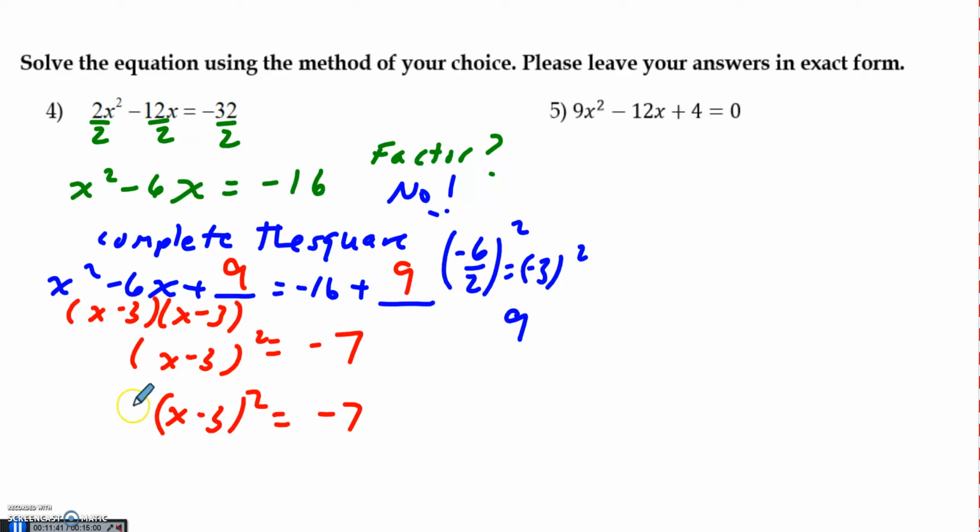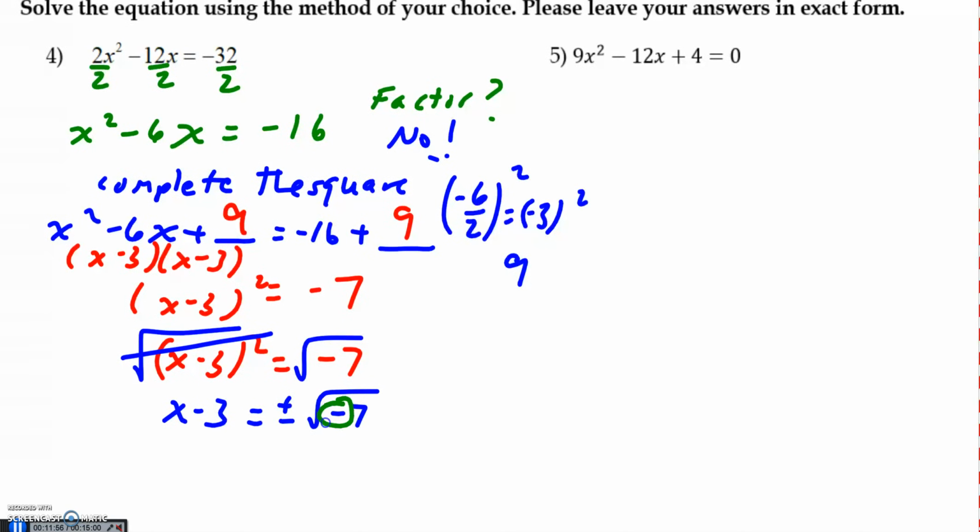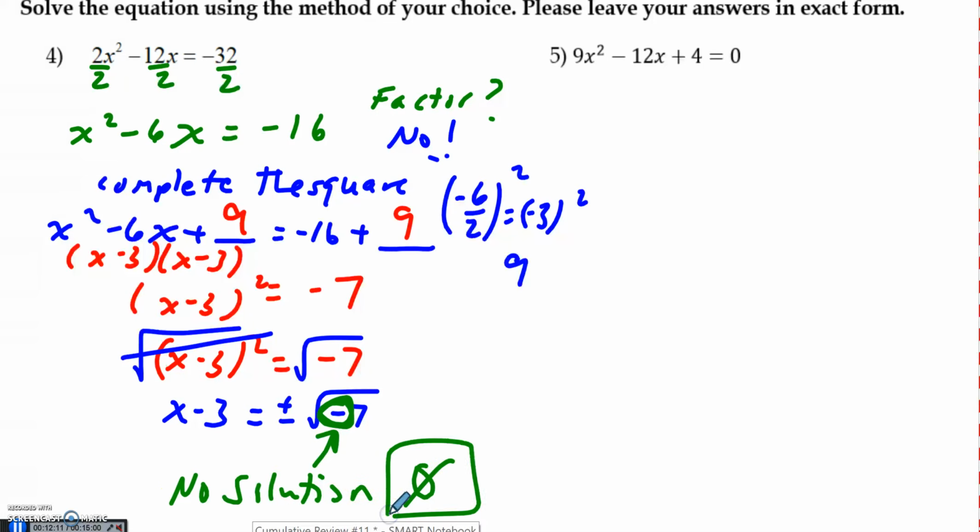But now we run into a little bit of an issue. When I take the square root of both sides, these do cancel, and I get x minus 3 equals plus or minus the square root of negative 7. A lot of you may remember from class that as soon as you have a negative underneath the square root, there's no way that you can get a number times itself to be negative. So because this is not possible, my answer is no solution, or you could just write the no solution symbol. So there's really no solutions, or no real solutions.